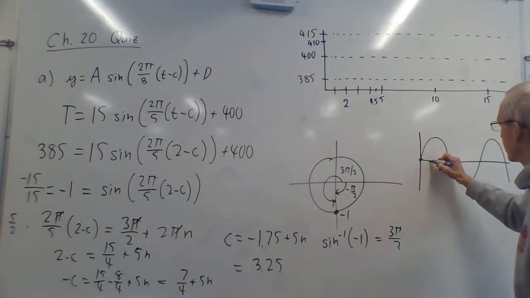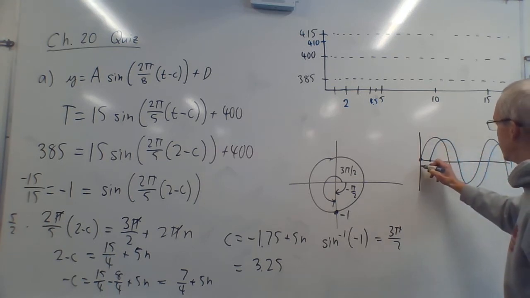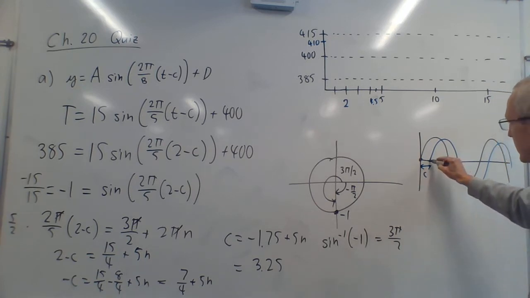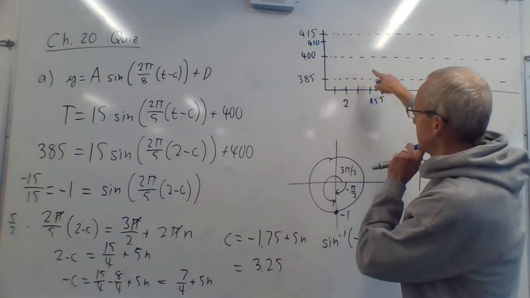But if we shift our sine wave over a little bit, then C is how far we shifted it. That's what C is. It tells us where the middle of the wave is and starts going up. It's always the middle of the wave. So it's where the middle of the wave is, where it hits this middle line.